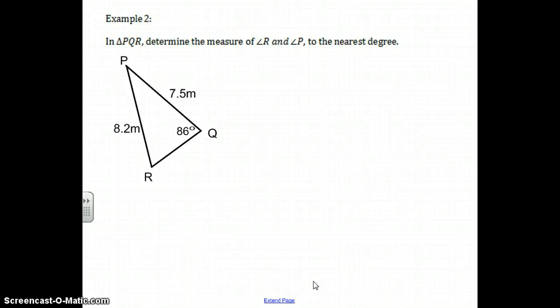Hi and welcome to 2.3 example 2. Here we're using the sine law again. So we have this triangle PQR and we're looking to find angle R and angle P to the nearest degree.